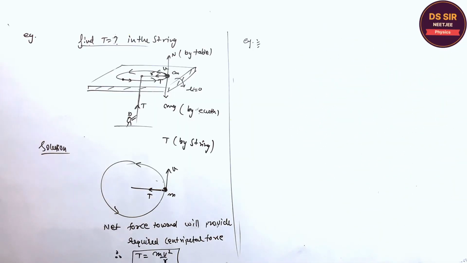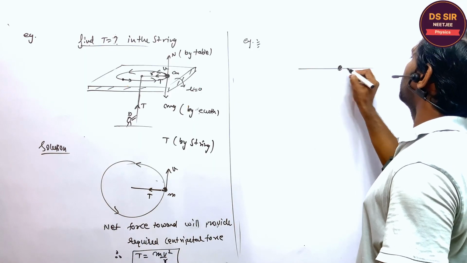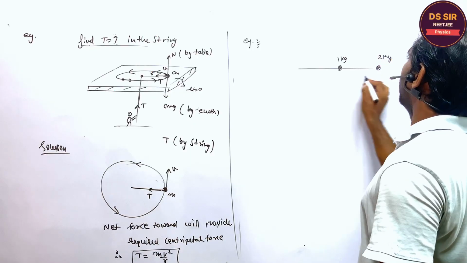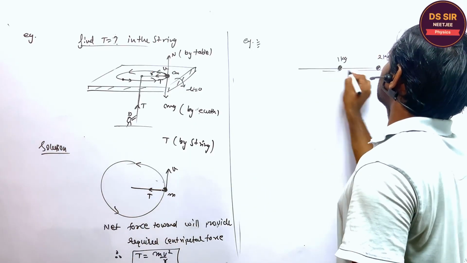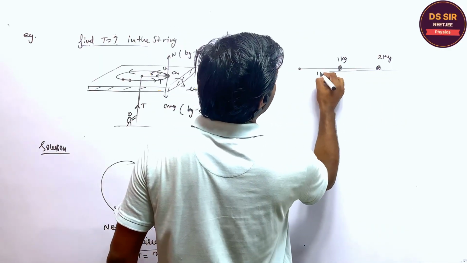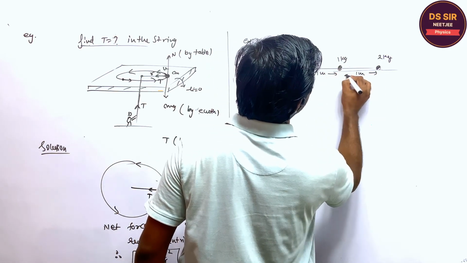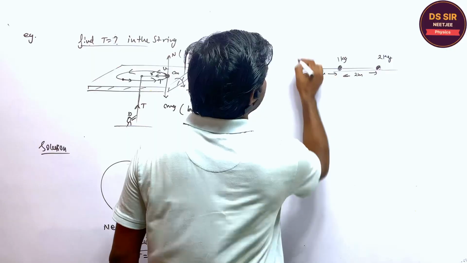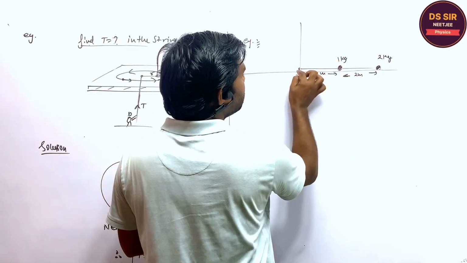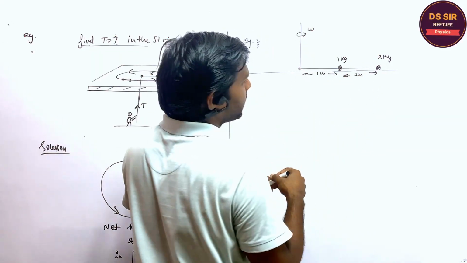This is example number 2. Okay, now suppose there is a horizontal table. Now we have tied two masses. This is the 1 kg and this is the 2 kg, right? And this is placed on the horizontal table like this, right? This is the side view and this is the center. Suppose this is a 1 meter distance and this is another 1 meter distance, or suppose this is the 2 meter distance, and these two balls are rotating. This is string 1, this is string 2. Do you understand?